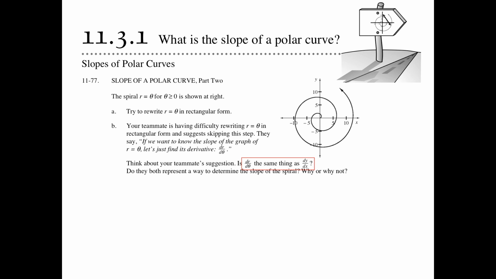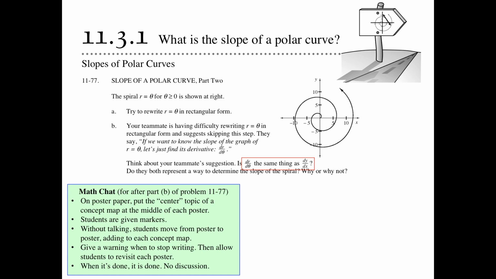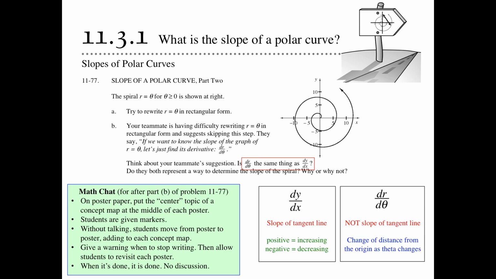And also plan a way to conduct a whole class summary of how teams answered Part B, perhaps with a math chat. That's the study team strategy where prior to class you hang posters on separate walls. In this case, one poster will be labeled dy over dx and the other would be labeled dr over d theta. When a team is done with Part B and you discuss their answer with them, hand that team a marker and send them on their way to the posters to write their thoughts about each term. Then they'll return to their seats to start the next problem with their team.